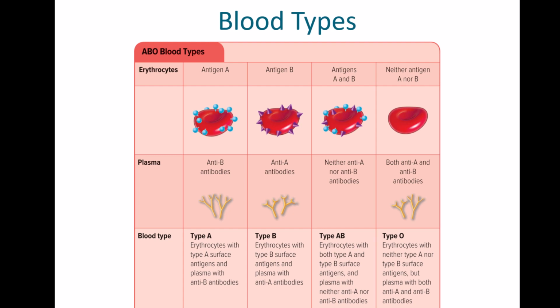So let's look over the different blood types row. Type A, erythrocytes with type A surface antigens and plasma with anti-B antibodies. Type B has erythrocytes with type B surface antigens and plasma with anti-A antibodies. Type AB has erythrocytes with both type A and type B surface antigens and plasma with neither anti-A nor anti-B antibodies. And finally, type O. Erythrocytes with neither type A nor type B surface antigens, but plasma with both anti-A and anti-B antibodies.